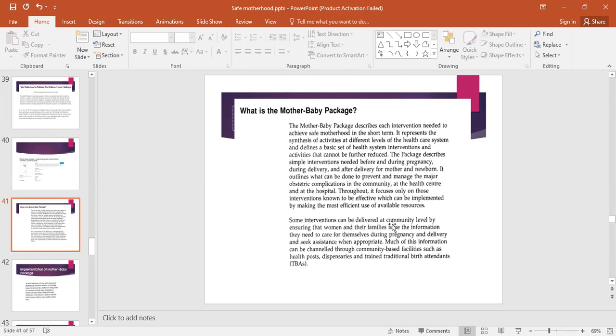Some interventions can be delivered at community level by ensuring that women and their families have the information they need to care for themselves during pregnancy and delivery and seek assistance when appropriate. Much of this information can be channeled through community based facilities such as health posts, dispensaries, and trained traditional birth attendants.